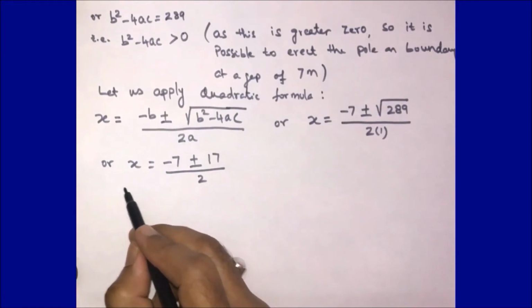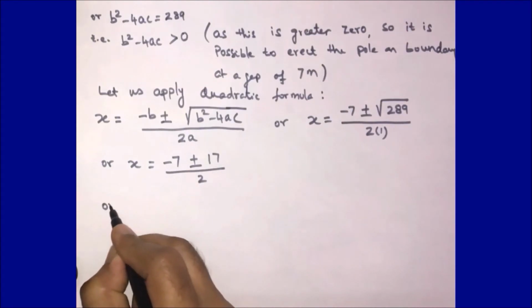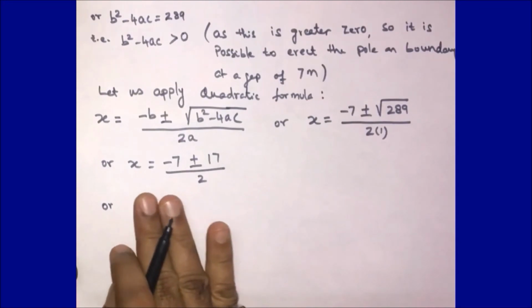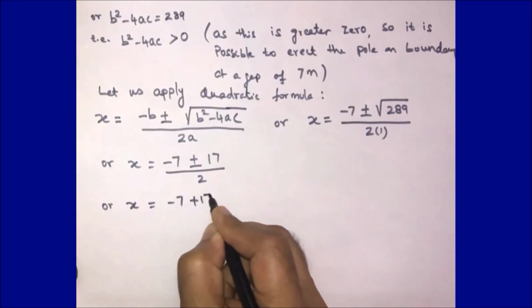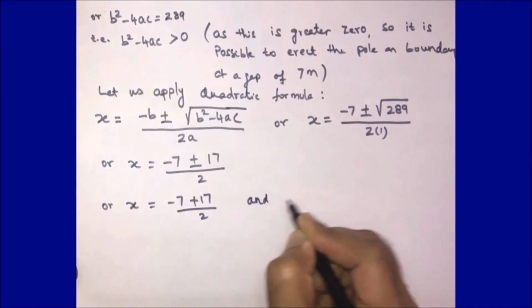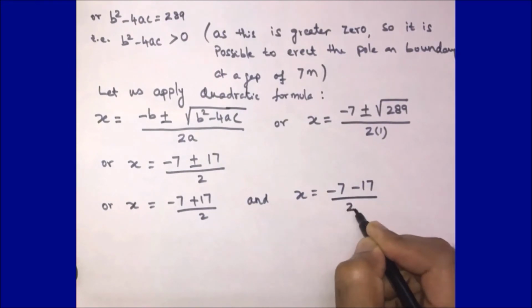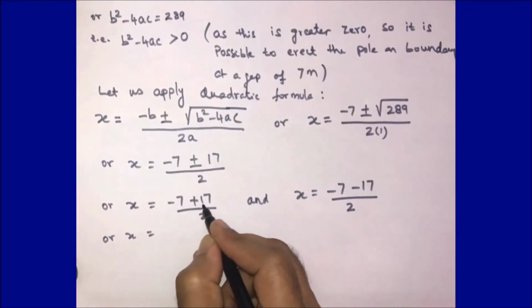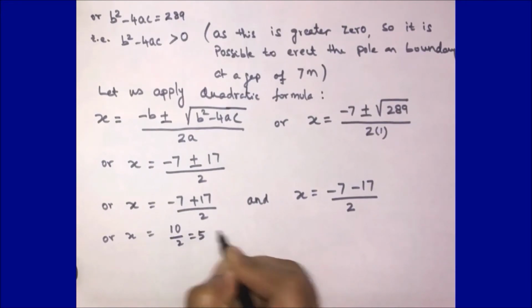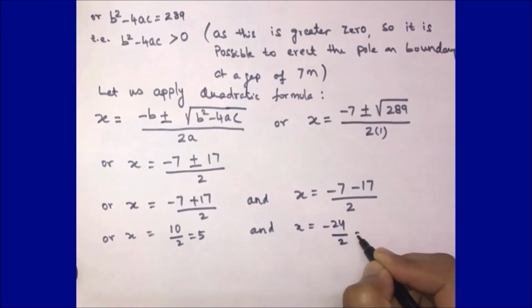So we got x is equal to minus 7 plus or minus 17 upon 2. I can segregate this equation into two parts: x is equal to minus 7 plus 17 upon 2, and the other one is x is equal to minus 7 minus 17 upon 2. So x is equal to 10, because minus 7 plus 17 is 10, upon 2, that is equal to 5, and here x is equal to minus 24 upon 2, that is equal to minus 12.